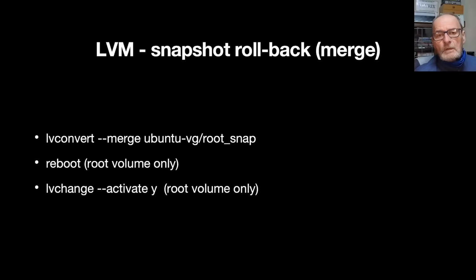Okay, so you do your lvconvert --merge, and it effectively is scheduled. You know, the merge is scheduled. So you have to reboot, and when you reboot, the root volume will then be back to where it was, which is fine. But then you need to activate it. So you do an lvchange -ay. So you only need to do that on the root volume. And ridiculous as it sounds, that's it. That's how easy it is, which is what we're going to do now.